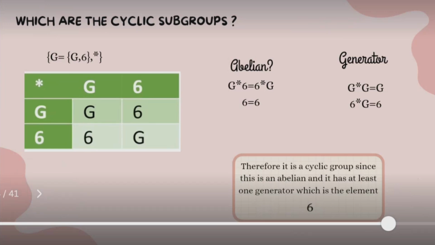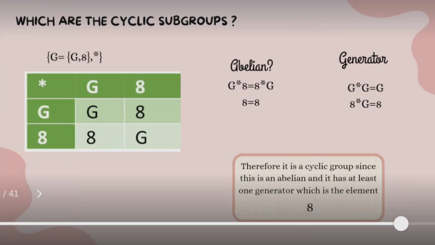Next is the set of G with an element of G6. So like what we did a while ago, we will check if this is abelian. So upon checking, we notice that this is abelian. And of course, it has a generator, which is 6. So therefore, it is a cyclic subgroup or cyclic group since this is an abelian and it has at least one generator, which is the element 6.